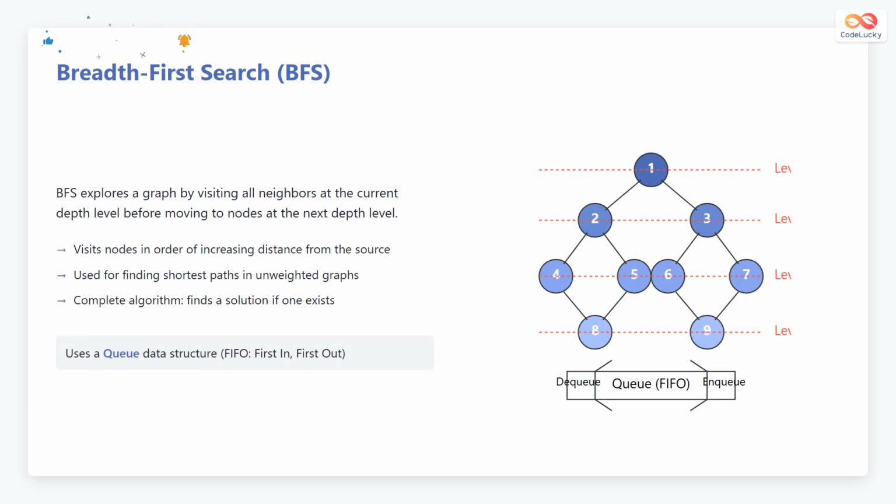Let's start with breadth-first search, or BFS. BFS explores a graph by visiting all the neighbors at the current depth level, before moving on to nodes at the next depth level. This means it visits nodes in order of their increasing distance from the source or starting node. BFS is particularly useful for finding the shortest paths in unweighted graphs, because it explores all possible paths of length 1, then all possible paths of length 2, and so on. BFS is a complete algorithm, which means it is guaranteed to find a solution if one exists. BFS uses a queue data structure which follows the first-in, first-out principle.